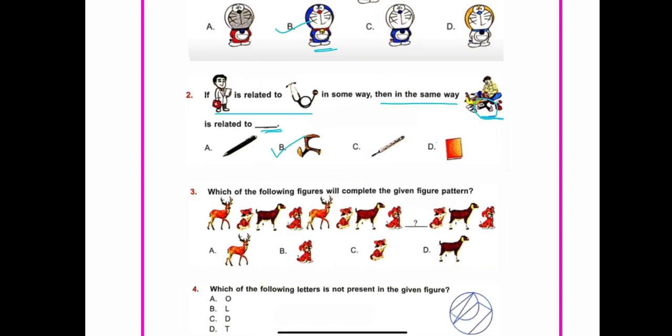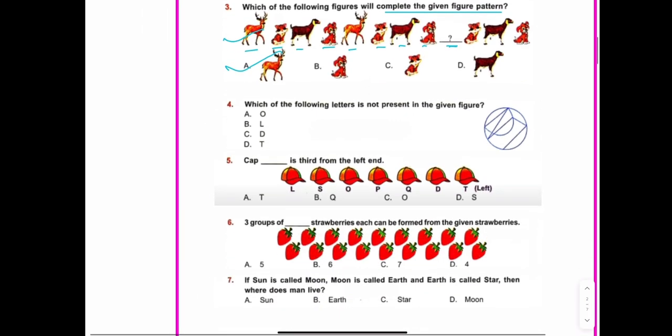Next we have: which of the following figures will complete the given figure pattern? So just see the pattern, like we have first, then deer, cat, goat, dog. Then see the pattern again. So four are given, then the first one is missing. So this is the right option.